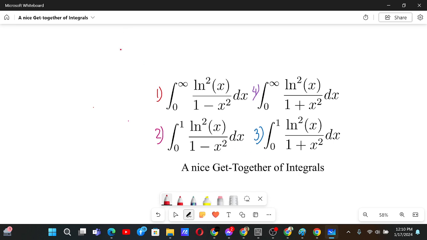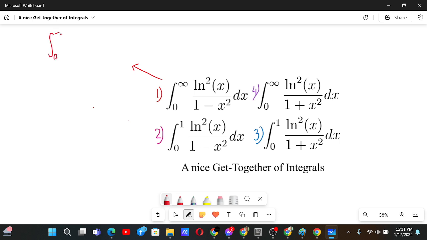Get together of integrals. In this video, we are going to solve these four integrals. These two are somehow the same because there's a plus sign, and these two are somehow the same because there's a minus sign. Now also, the limits of these two are from 0 to infinity, and the limits of these two are from 0 to 1. Now let's begin.